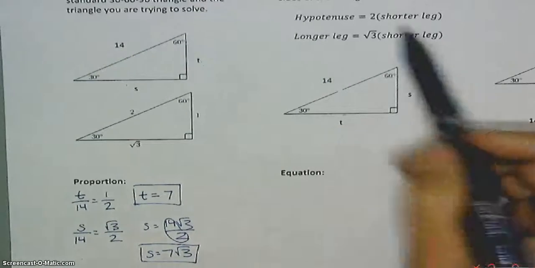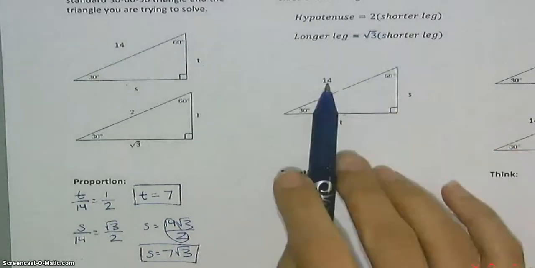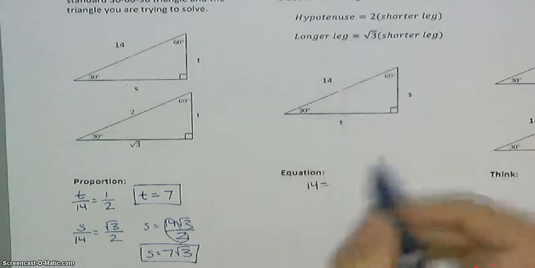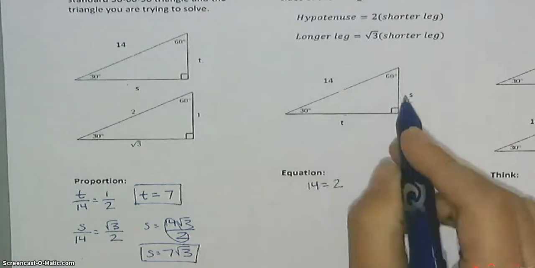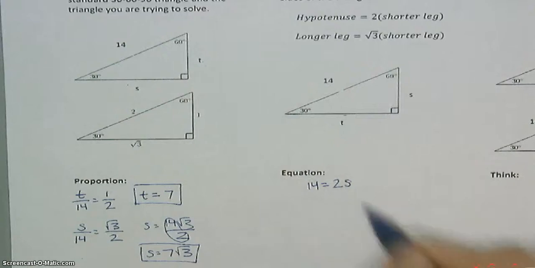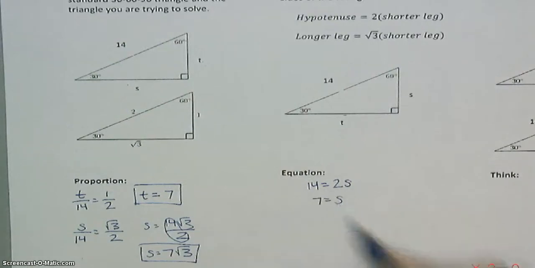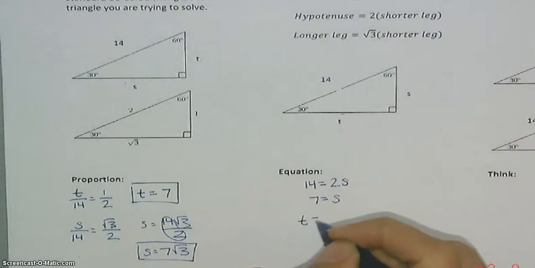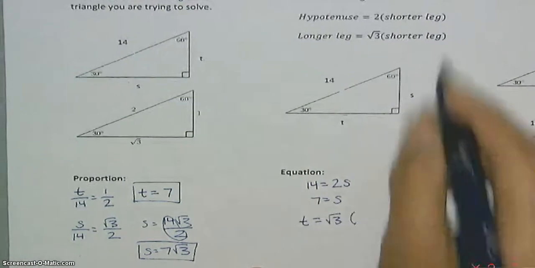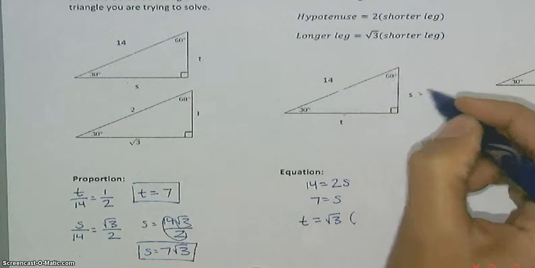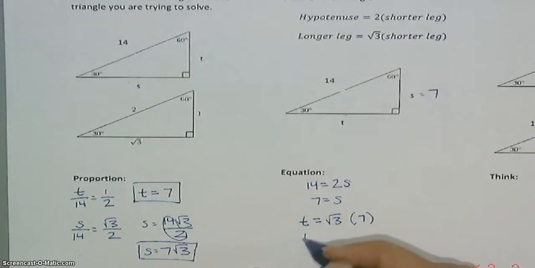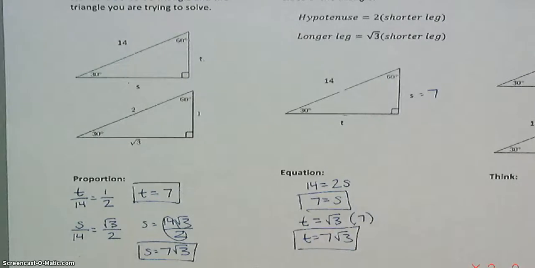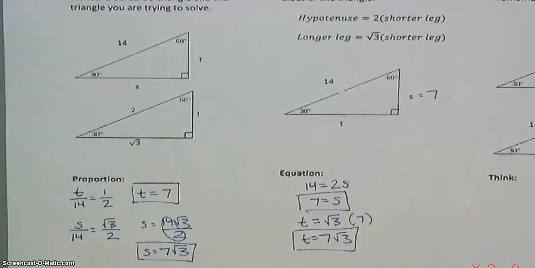Or you can write an equation, memorize these equations. Hypotenuse, which in this case is 14, equals 2 times the shorter leg. The shorter leg is always across from the 30-degree angle. Divided by 2, 7 equals s. The longer leg, which is t, is equal to root 3 times the shorter leg. The shorter leg we said was 7. So t equals 7 root 3. Notice we get the same answer, but it's just a different process.